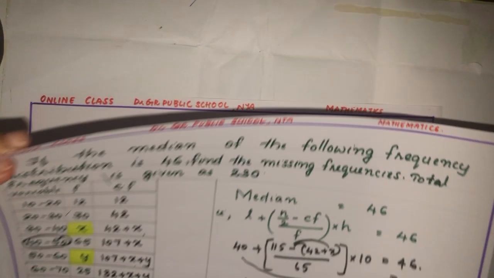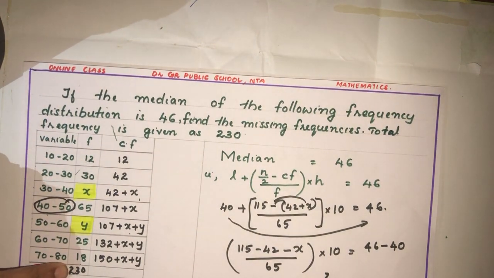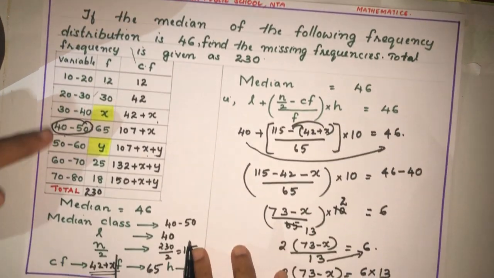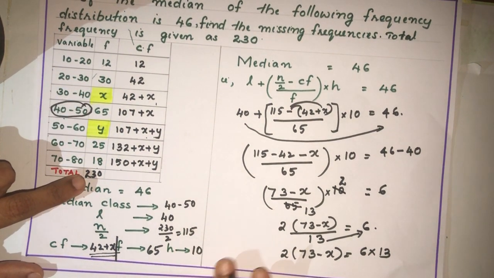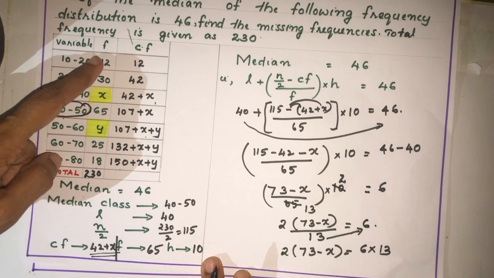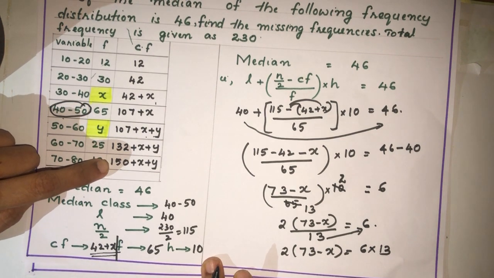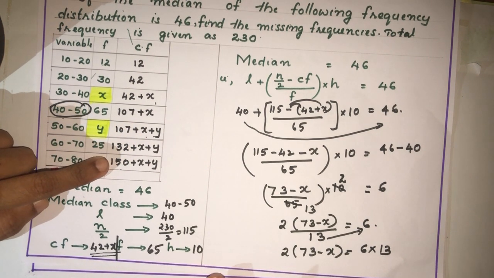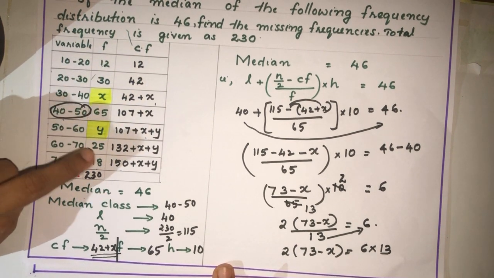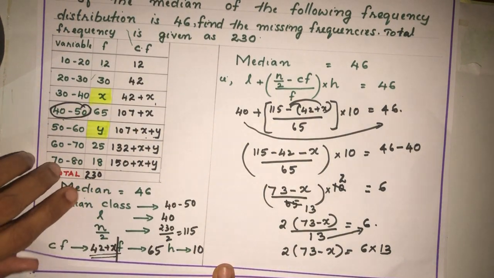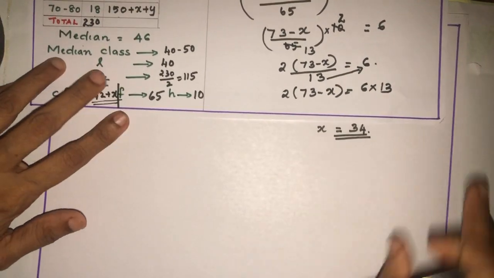See here, the total frequency we got is given as 230. That means the sum of all these numbers is 230. The sum of all these numbers comes as the last cumulative frequency. So 150 plus x plus y is the total frequency, and it is already given as 230. That value we are considering to find the value of y.